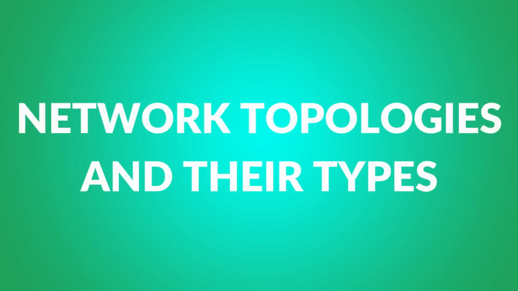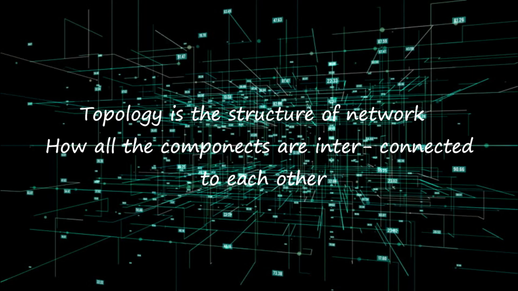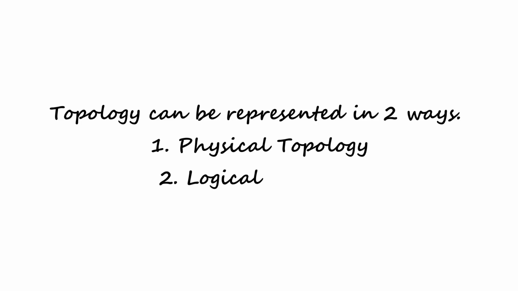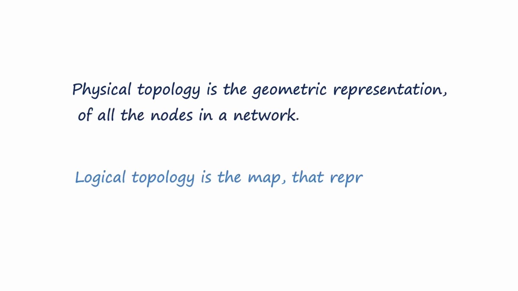Today we are going to learn about network topologies and their types. Topology is the structure of the network, how all the components are interconnected to each other. Topology can be represented in two ways. First one is physical, and second one is logical. Physical topology is the geometric representation of all the nodes in a network. Logical topology is the map that represents the path of the data transmission in the network.